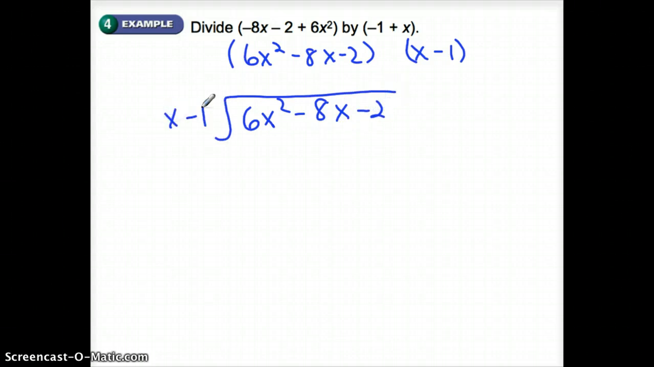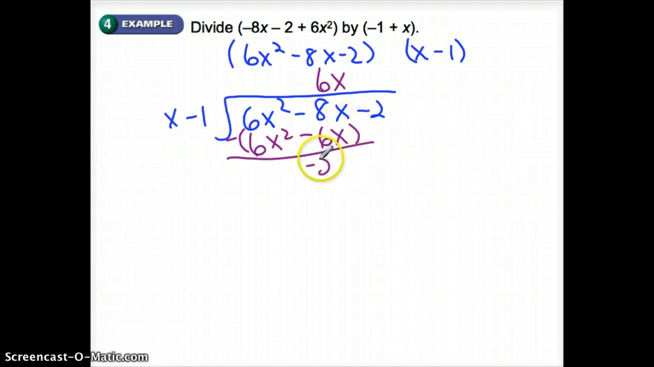All right, again, please try it on your own if you can. And we're going to look at the leading terms. X goes into 6x squared 6x times. 6x times x is 6x squared. 6x times minus 1 is negative 6x. Okay, subtracting. That's going to be negative 2x minus 2. Okay, x goes into negative 2x negative 2 times. Negative 2 times x is negative 2x. Negative 2 times negative 1 is a plus 2.